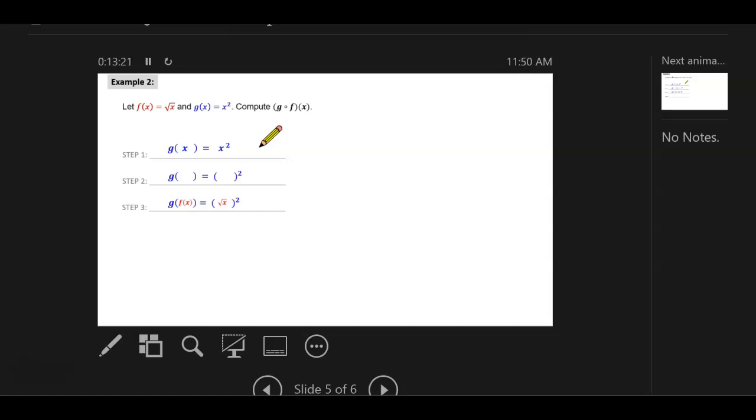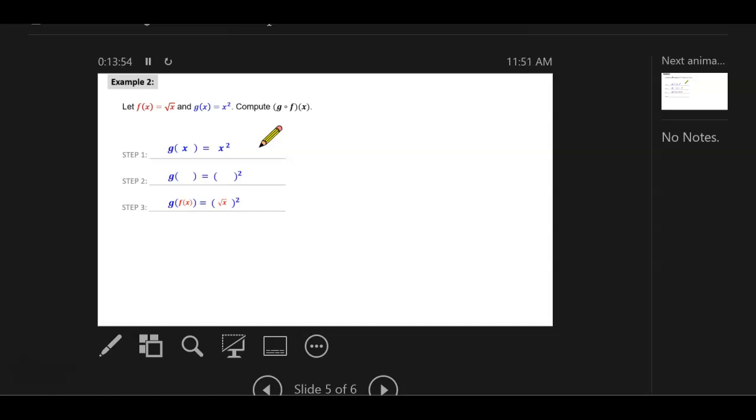Now, step 4, we're supposed to simplify. I know some of y'all had an amazing math teacher last year, so y'all should be able to do this super easy. So y'all tell me, square root of x squared, what does that simplify to? All right, x. Square root and square are inverse operations, and if they're opposites like that, they cancel out.